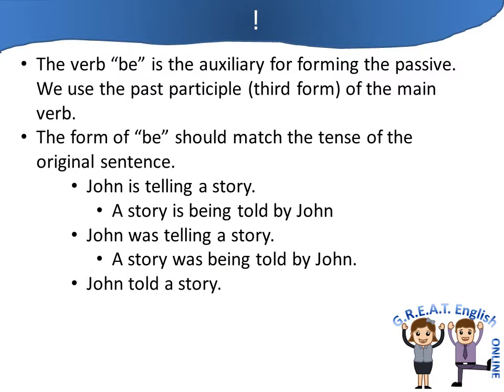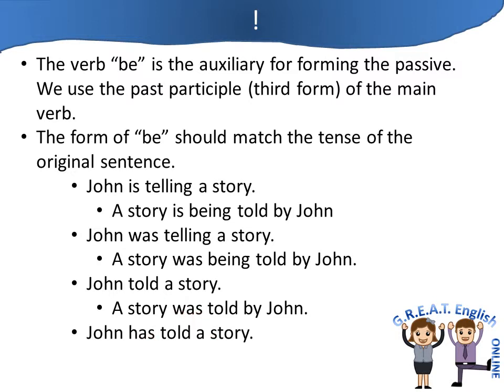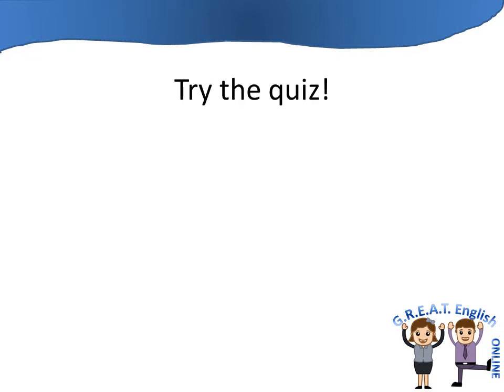John told a story. What tense is told? Simple past. So we will use the simple past of to be. A story was told by John. John has told a story. What tense is that? That's the present perfect. So a story has been told by John. There's the has been, which is the present perfect of the verb to be. So whatever the original sentence tense is, use be in that tense to make your passive voice construction.